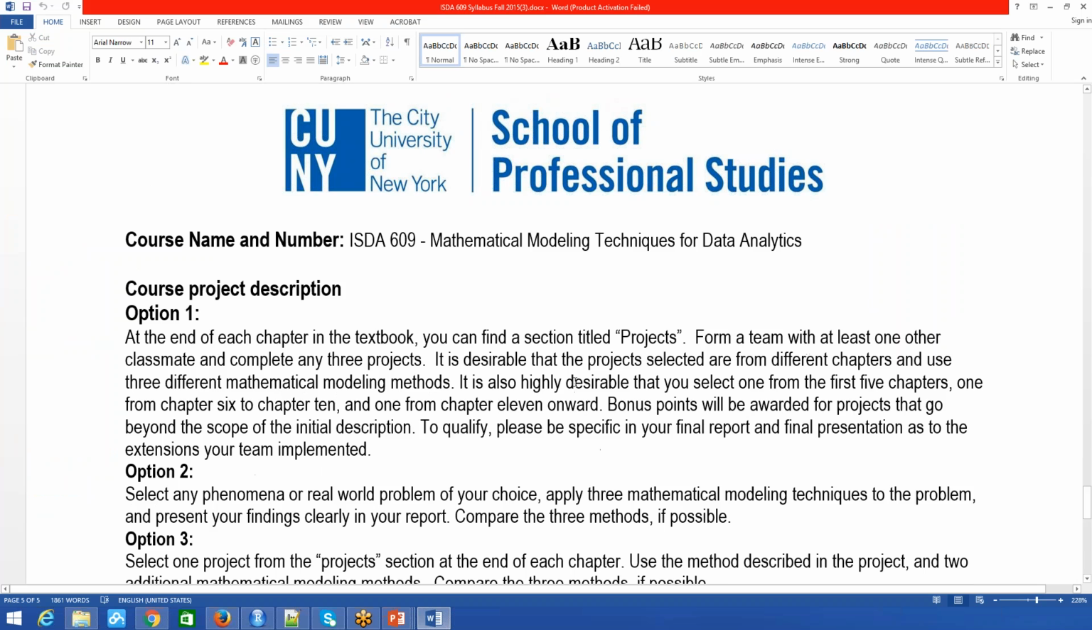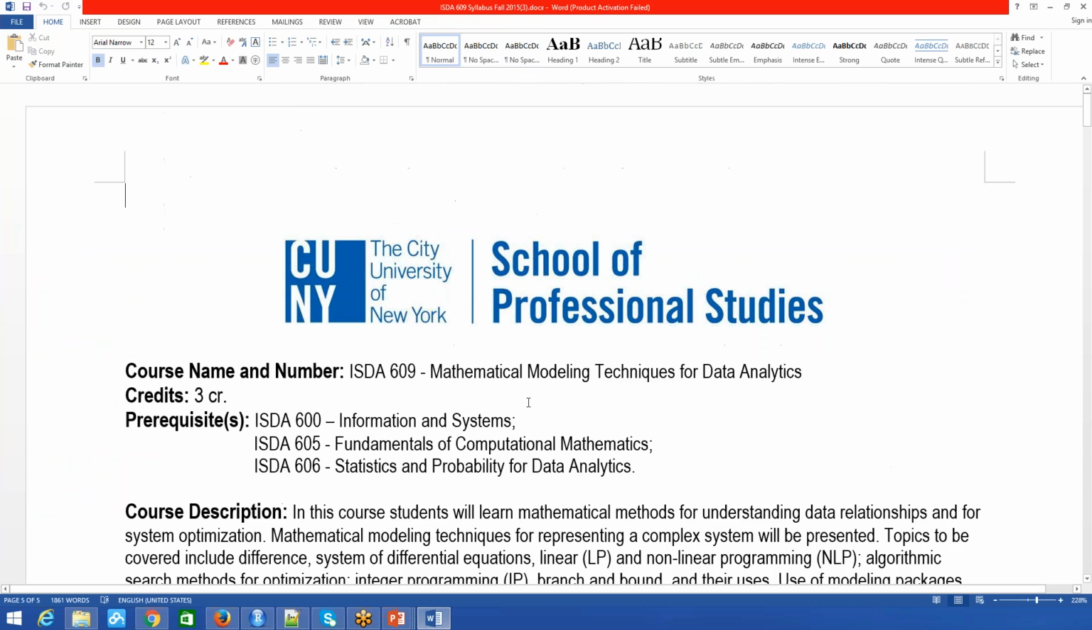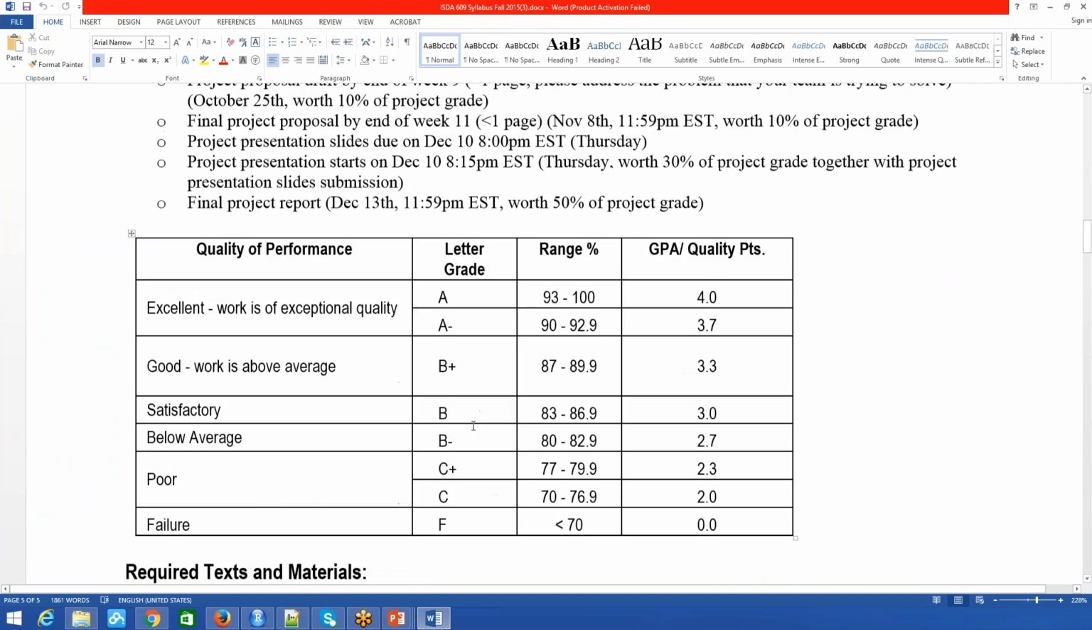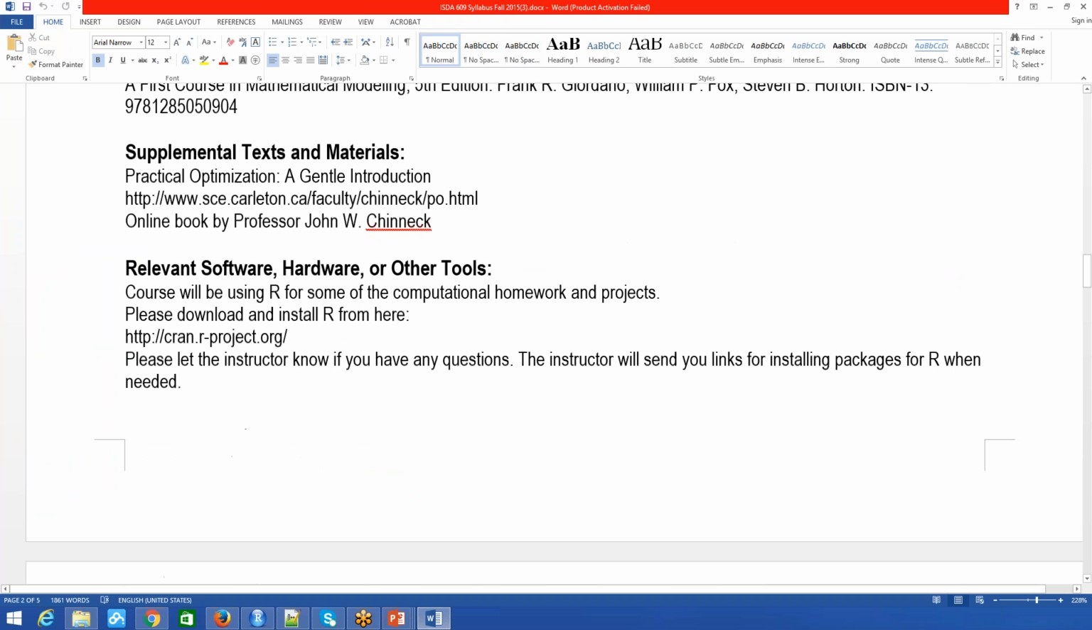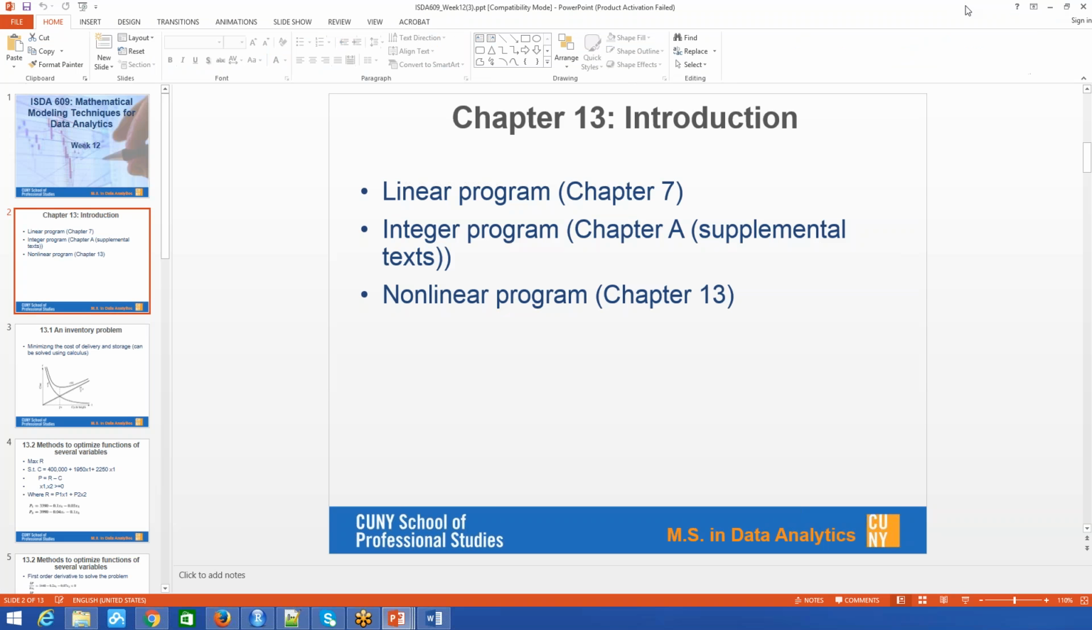In the syllabus, the supplementary text is this text, which is an online book. So you can use this book and take a look at the integer programming. It has a very detailed discussion on integer programming. And then for integer programming, that's chapter 8, which is text.